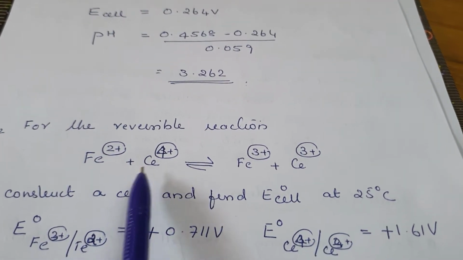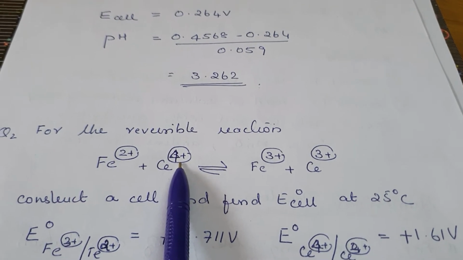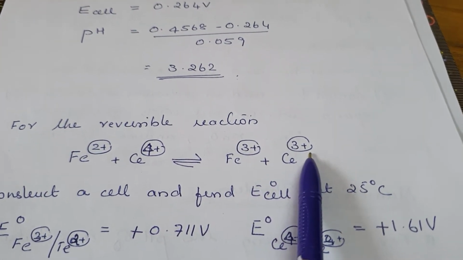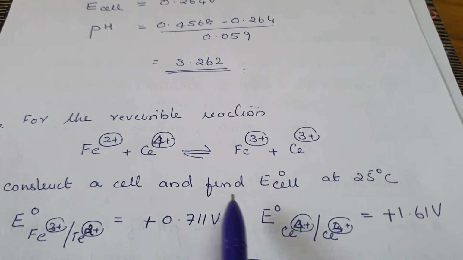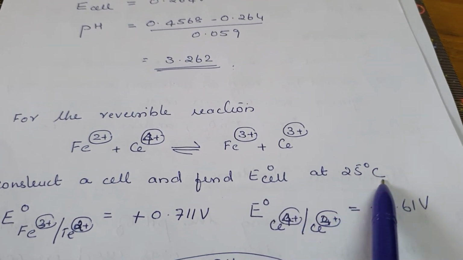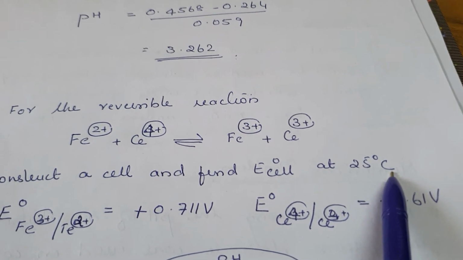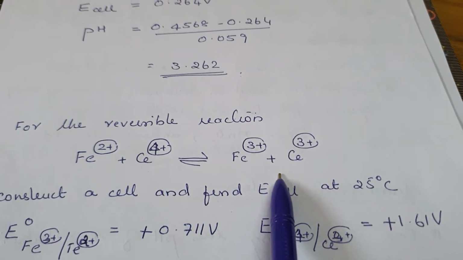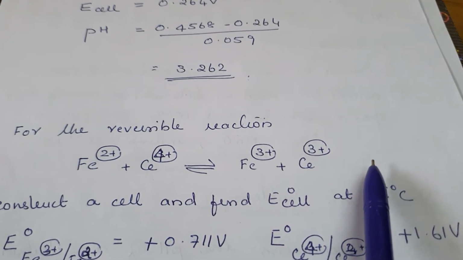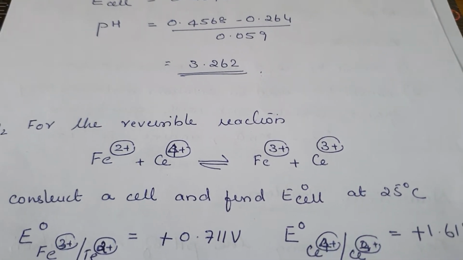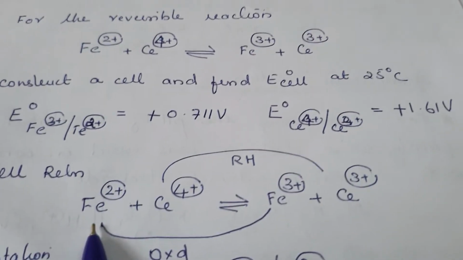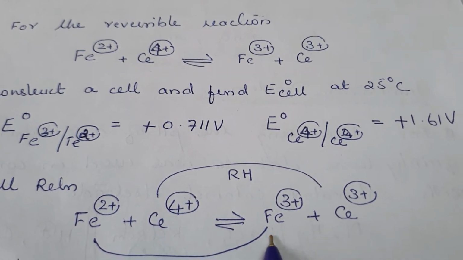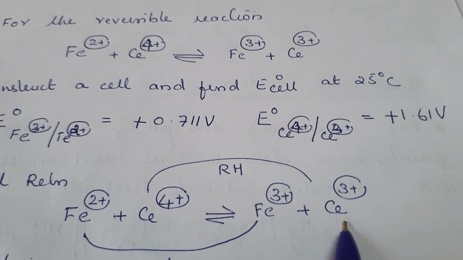Fe2+ plus Ce4+ converting to Fe3+ plus Ce3+. Construct a cell and find E0 cell at 25 degrees centigrade. Okay, so we have to write the notation of this cell reaction in the form of cell notation, and EMF should be calculated. So the cell reaction: Fe2+ plus Ce4+ converting to Fe3+ plus Ce3+.